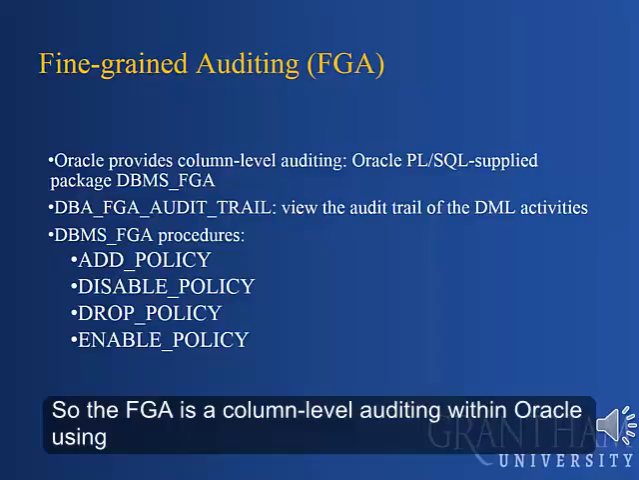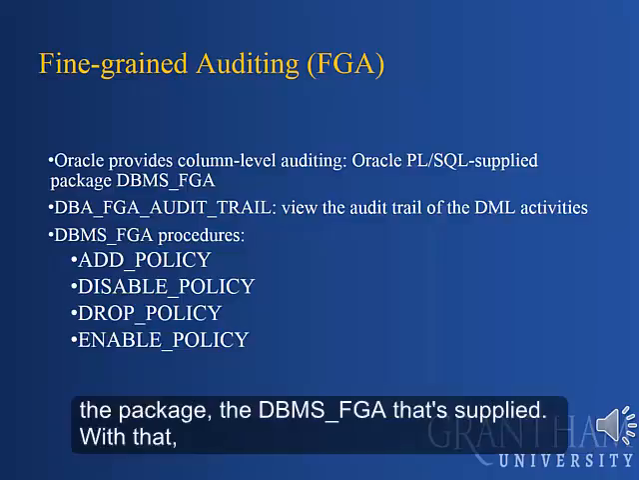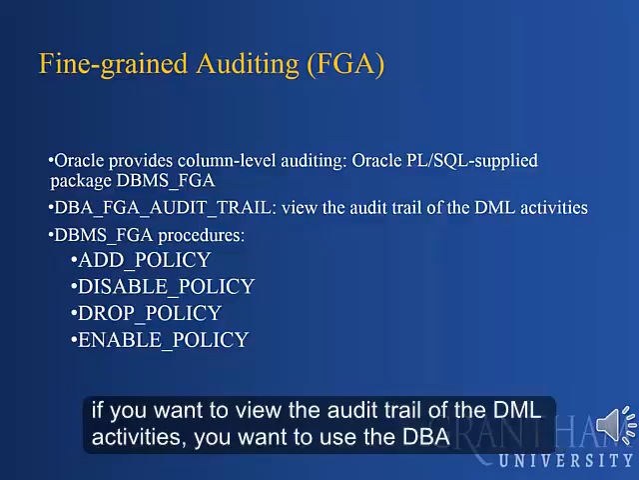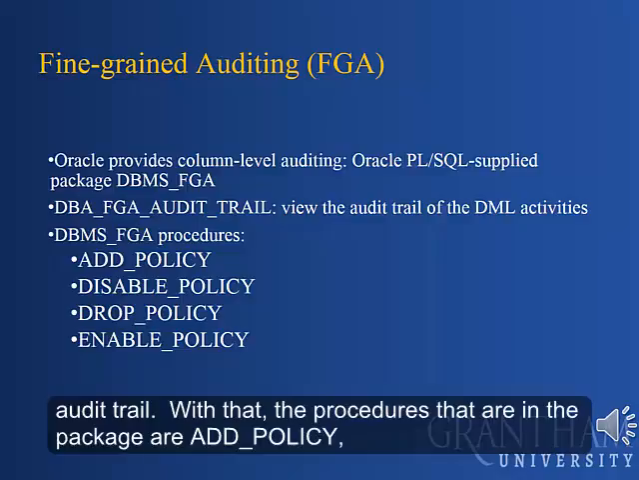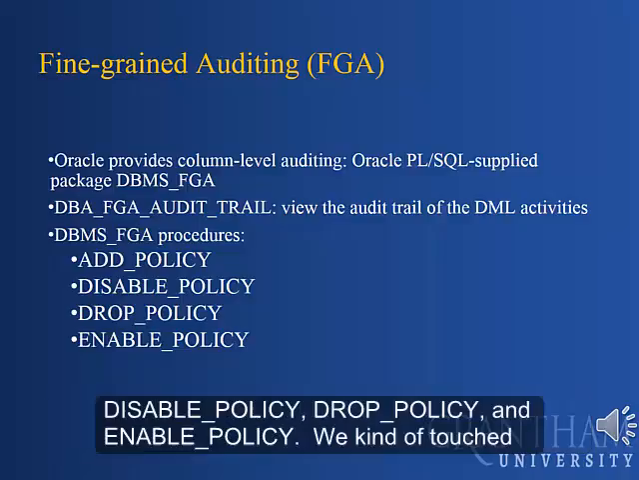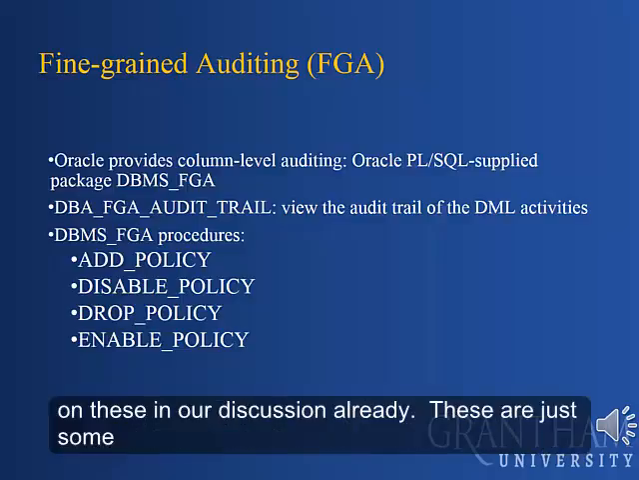So on the FGA then, it's column level auditing within Oracle using the package DBMS_FGA that's supplied. With that, if you want to view the audit trail of the DML activities, you would use the DBA_FGA_AUDIT_TRAIL. With that, the procedures that are allowed in the package are add policy, disable policy, drop policy, and enable policy. And we've kind of touched on these in our discussion already.